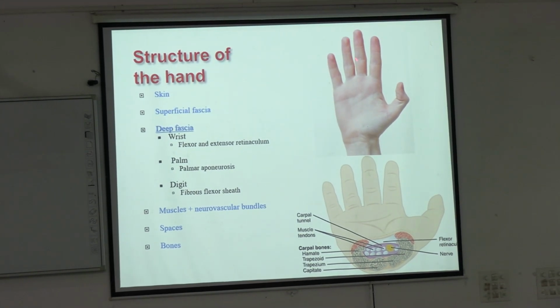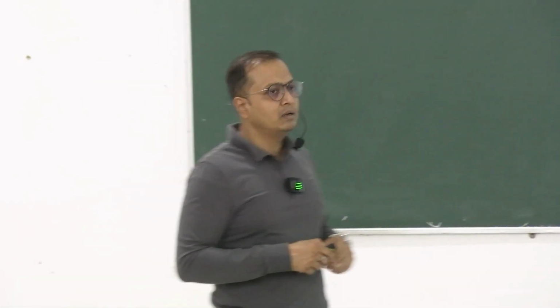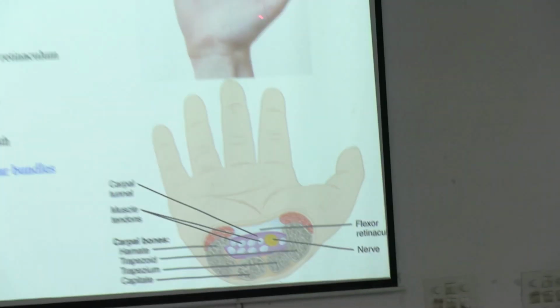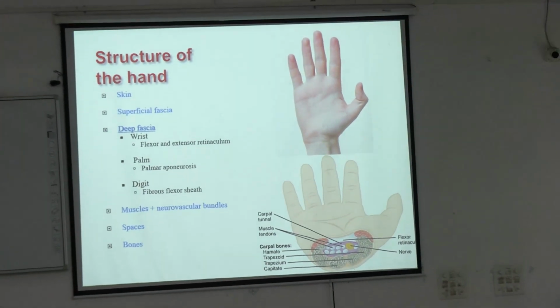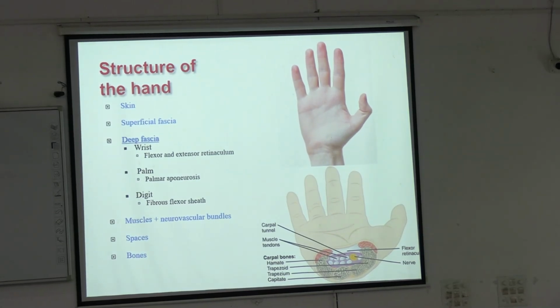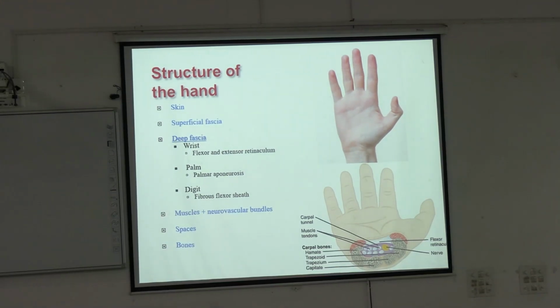Once the palmar aponeurosis goes to the fingers, the part covering the digits has a special name: the digital fibrous flexor sheaths. So, they are all deep fascia, and this deep fascia needs a little discussion. Then we have the muscles present in the thumb region, which we call the thenar region, the muscles in the hypothenar region, and the rest of the palm has muscles. There are also some spaces, neurovascular structures such as nerves and blood vessels, and bones, as we talked about.